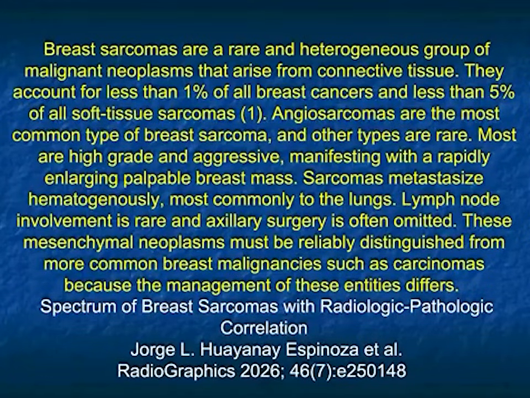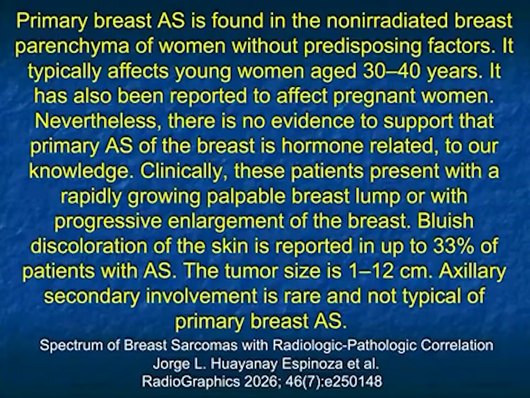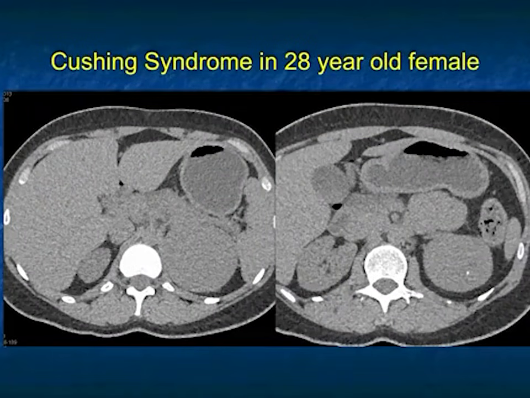Breast sarcomas are rare. They account for less than 1% of all breast cancers and less than 5% of sarcomas. And angiosarcomas are the most common type of breast sarcoma, and every type is indeed rare. It can be found in the non-irradiated breast of women without predisposing factors, or a bit younger. Angiosarcomas can occur anywhere, including in the breast, in an area that's been radiated, particularly if it's been over-radiated.